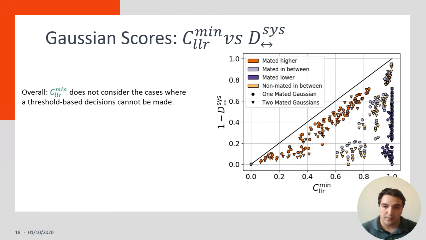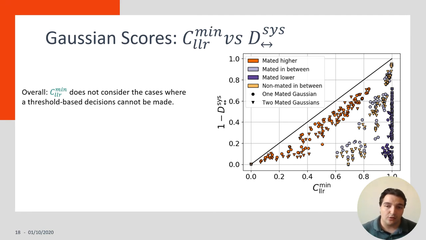Let's look at the result. So here in this figure, we show CLLR min compared to the unlinkability. We can see that for the mated higher case, both the metrics have similar conclusions. So in this case, they are almost equivalent.